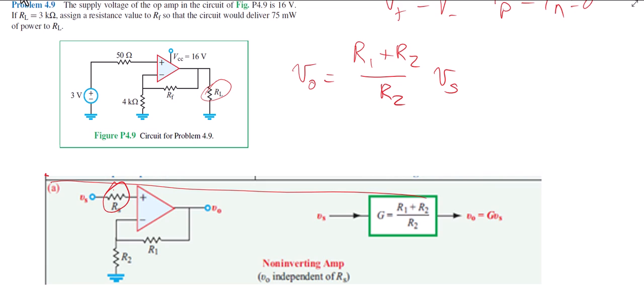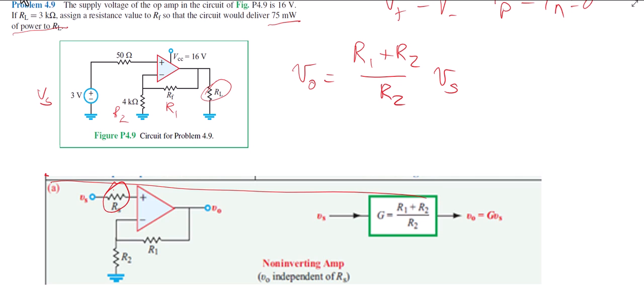Now let's label what those things are in our problem. This is V source. This is our R1, which currently is unknown. This is R2, right there. And we are supposed to assign a resistance value to RF so that the circuit would deliver 75 milliwatts of power to RL. We know RL is 3 kiloohms.